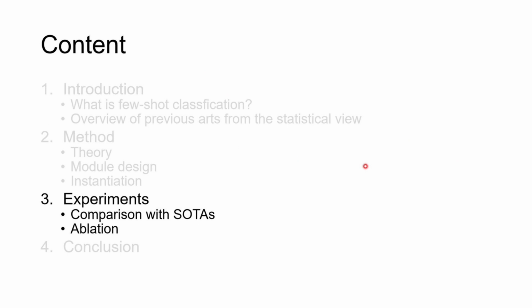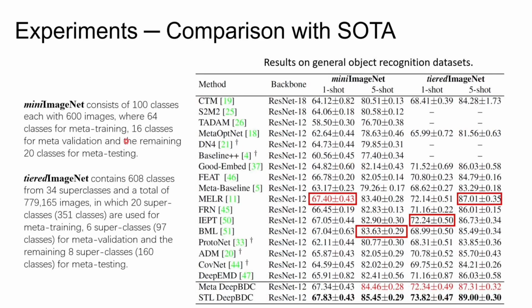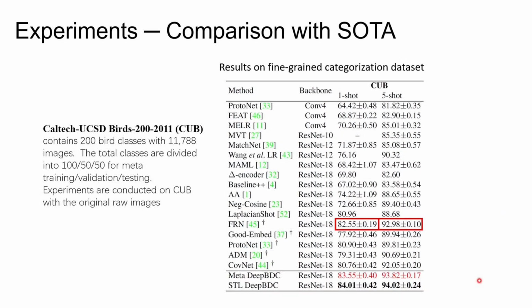Now we move on to the experimental part. Here is a comparison on miniImageNet and tieredImageNet. From the table, we can see our STL-DeepBDC achieves the best accuracy on all settings. The rectangles mark the previous state-of-the-art results. Our MetaDeepBDC also achieves very competitive performance. On the fine-grained task CUB200, our DeepBDC outperforms FRN by about 1% on both 1-shot and 5-shot settings.